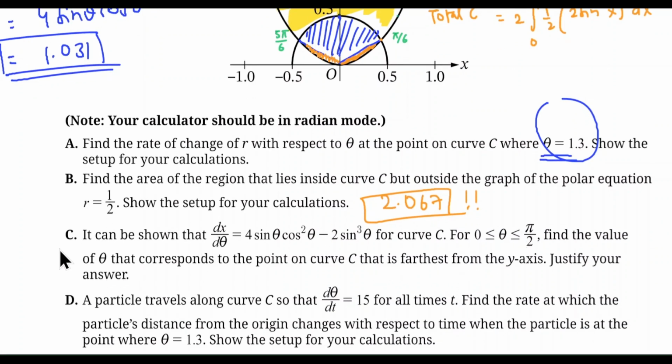Right, now it can be shown that dx over d theta is this. For 0 to pi over 2, what is the value of theta which corresponds to the point on the curve that is farthest from the y-axis? Farthest from the y-axis is as simple as the x-coordinate, right? The x-coordinate. And that's why they have given us the derivative, because we know that wherever the derivative is 0, we have a critical point, and that can have the maximum or a minimum value. Over here, we are also looking for minimum values because minimum is just in the negative direction, but that's fine. We are just looking for the distance, so that will also work.